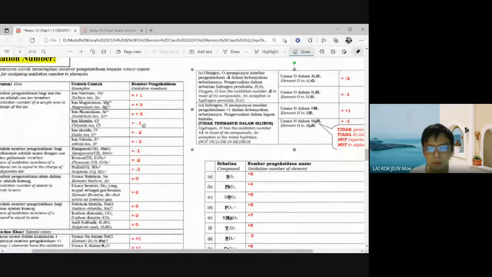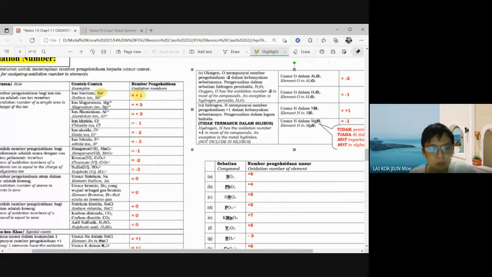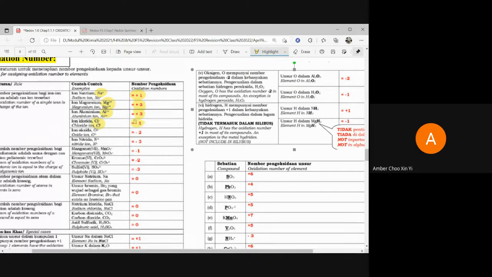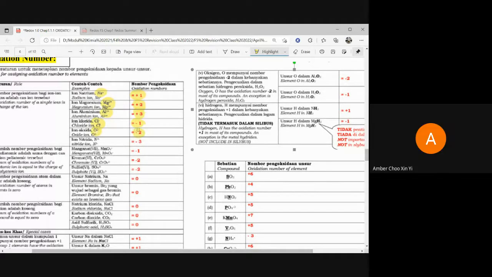Okay, so Amber, we do together. Amber, for the Na+, the charge is positive 1, right? So you see, very simple. When you do a lot, you will memorize automatically. Magnesium 2+ is +2, right? Aluminium is 3+, right? Okay, Cl, Amber? -1. You see, all this you can memorize very fast.